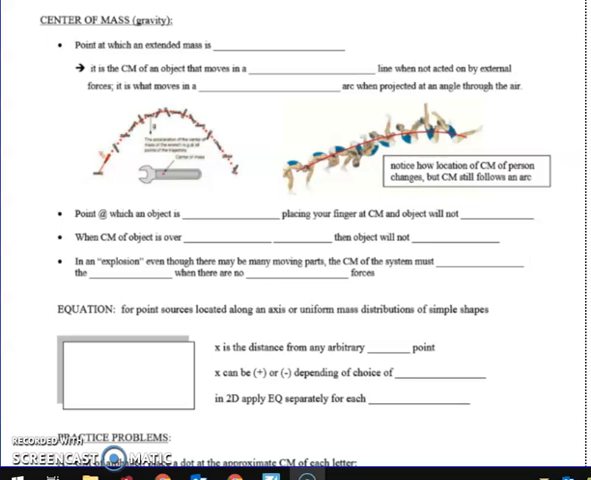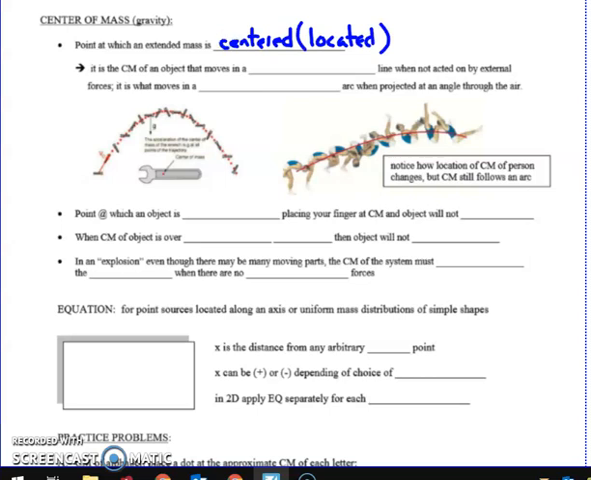So center of mass, sometimes called center of gravity, is the point at which an extended mass, some mass that is spread out in space, as all masses are, is centered. Maybe a better way of putting it is located, as I was talking about in class.